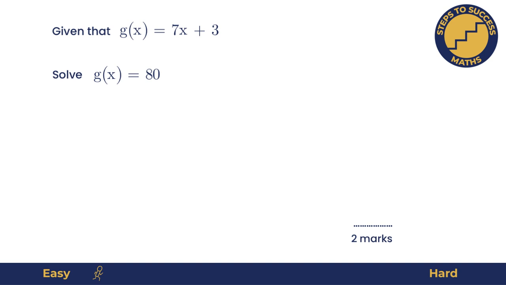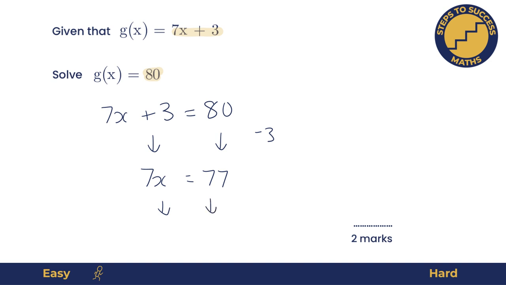Here's the first question. Given that g of x is equal to 7x plus 3, solve g of x is equal to 80. So this is just about understanding the notation. All we do is take 7x plus 3 and put it equal to 80 and solve it like an equation. Start by subtracting 3. 7x is equal to 77 and then divide by 7. x is equal to 11.